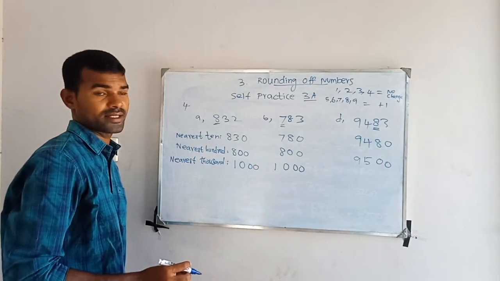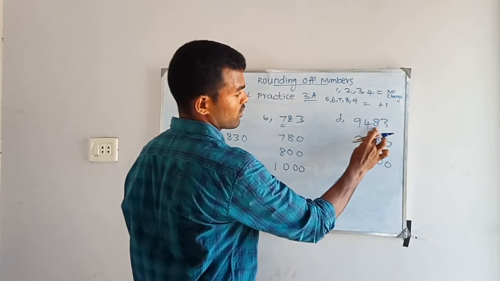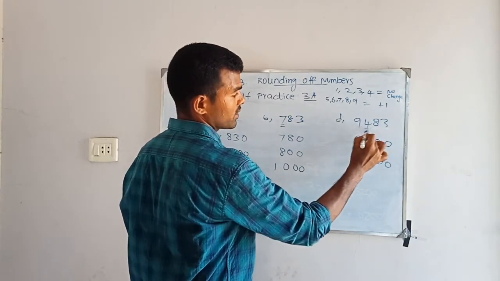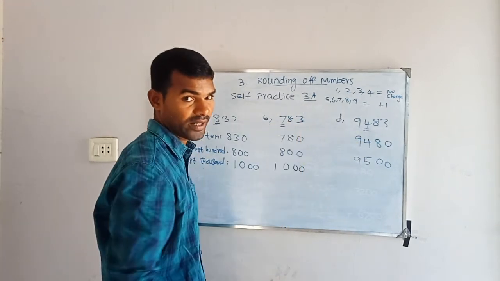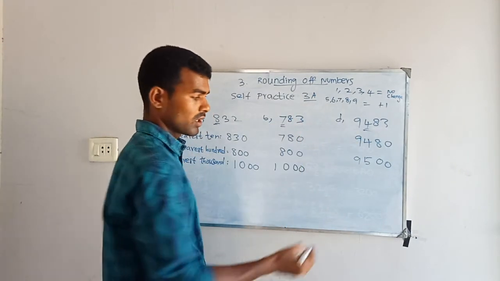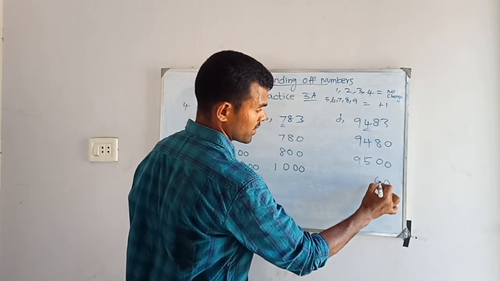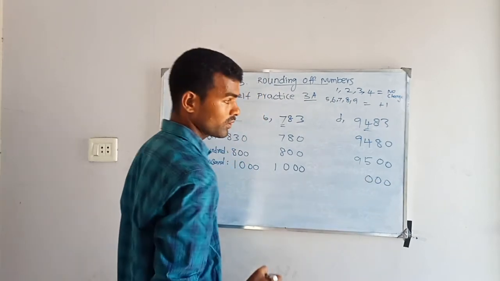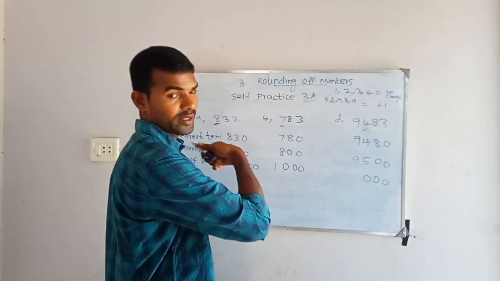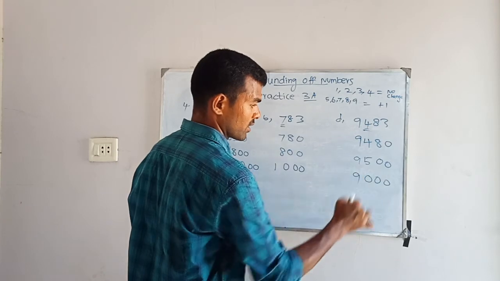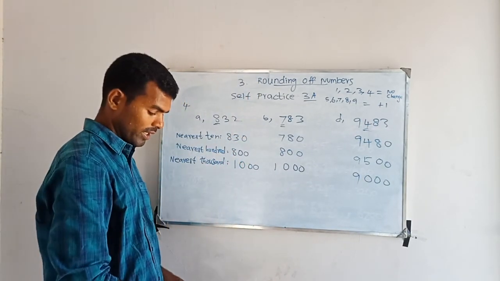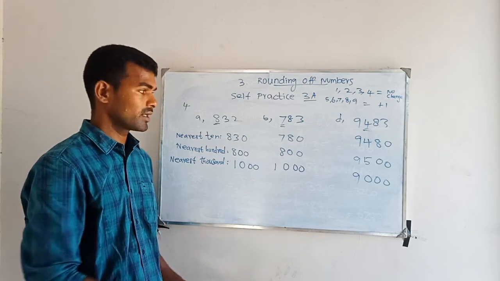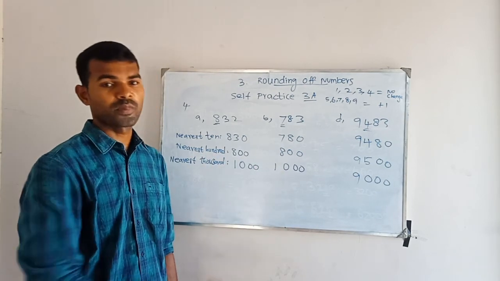So what is the nearest 1000? To round the number to nearest 1000, look at the hundreds place. 4 coming. 4 is less than 5. So if it is less than 5, ones place 0, tens place 0, hundreds place 0, and the 1000 place, whatever the remaining digit, write it, just 9. 9000 is the answer.